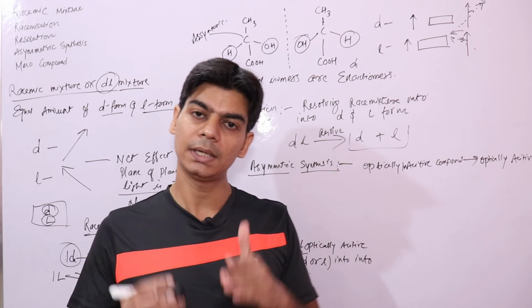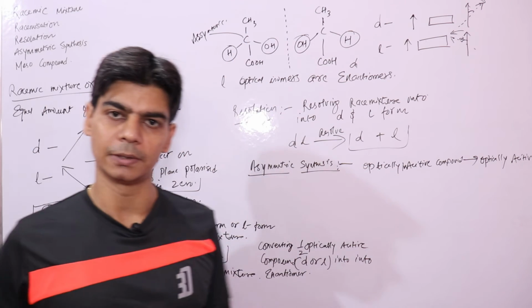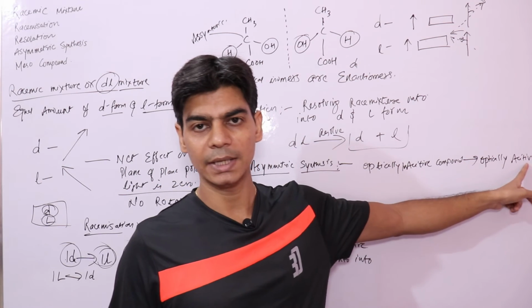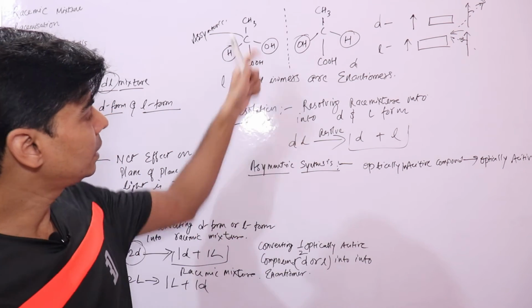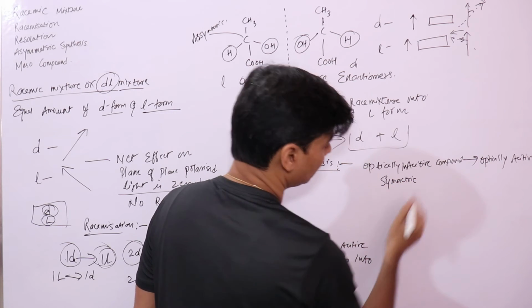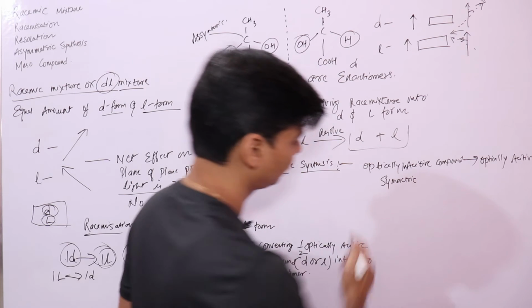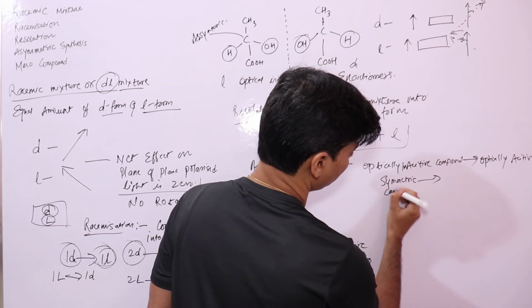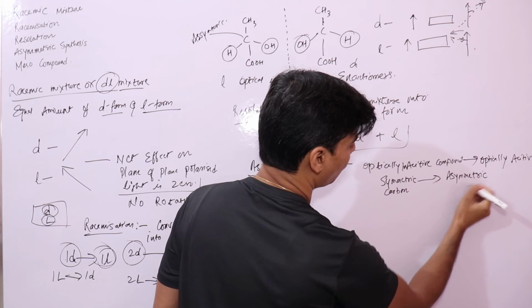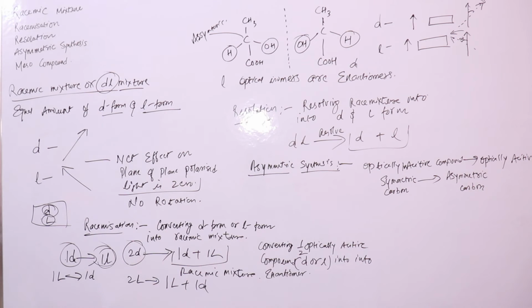We are converting an optically inactive compound, that is, one in which the carbon atom is symmetric, right? So converting an optically inactive compound into an optically active compound is like converting a symmetric carbon, because in an optically inactive compound the carbon atom is symmetric, it is not asymmetric, into an asymmetric carbon, right? This is your asymmetric synthesis.